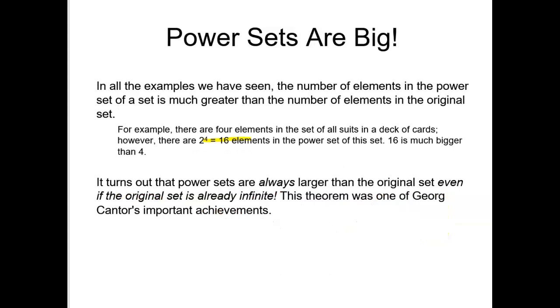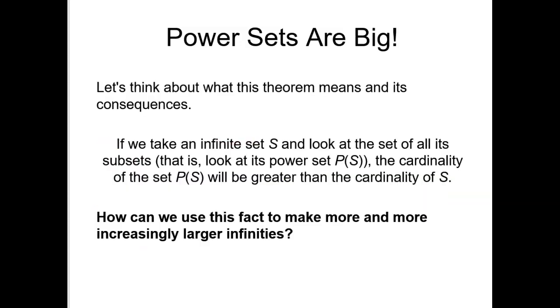So it turns out that power sets are always larger than the original set, even if the original set is already infinite. And this is another theorem that is one of Cantor's most important achievements. Let's think about what this theorem means and its consequences. If we take an infinite set S and look at the set of all its subsets, so basically its power set, the cardinality of the power set of S will be greater than the cardinality of S. So how can we use this to make more and more increasingly larger infinities?